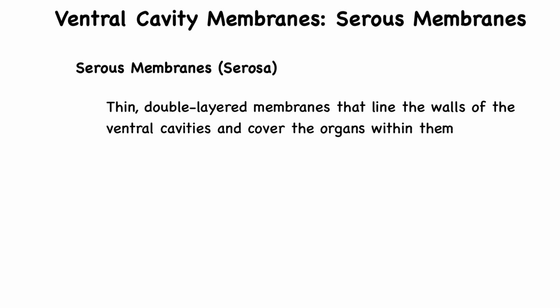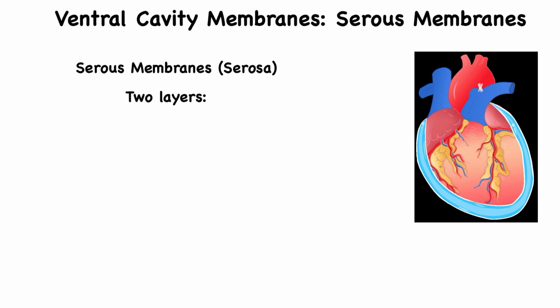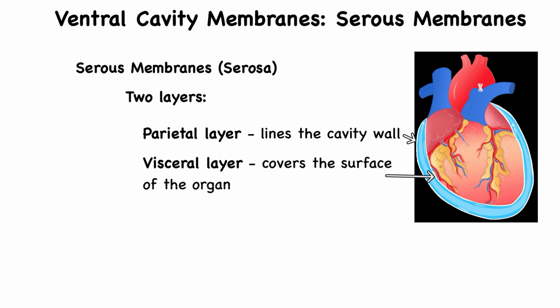Now that we know where the body's cavities are located, let's talk about the membranes that protect the organs within them. The serous membranes are thin, double-layered membranes that line the walls of the ventral cavities and cover the organs within them. These layers reduce friction and allow smooth organ movement. Each serous membrane has two layers, the parietal layer, which lines the cavity wall, and the visceral layer that covers the surface of the organ. Between these layers is serous fluid, which acts as a lubricant.